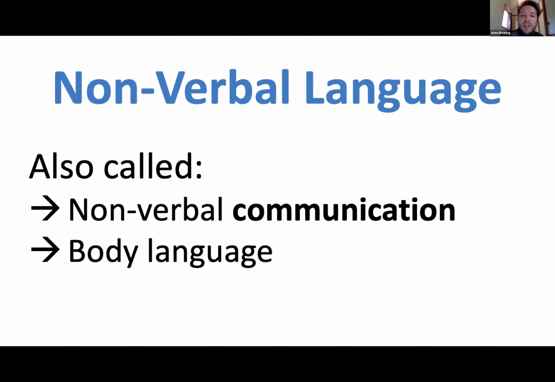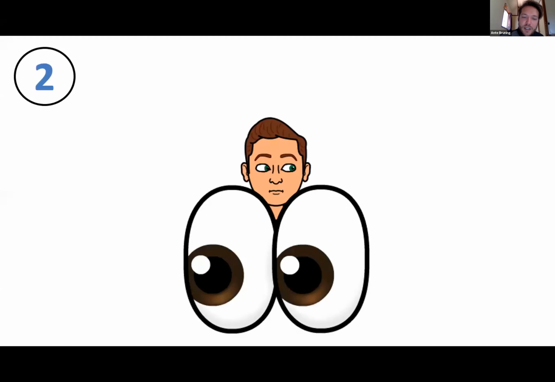Okay. I already told you about gestures. That's one example of non-verbal language, but there are other examples as well. This is the second example. This has to do with eyes. What do you think this might be? Yes, this is eye contact. Using eye contact or not using eye contact is another way you can communicate with someone. Think about what it means if someone is talking to you and they're giving you eye contact versus if they're not giving you eye contact. It changes the meaning of what they're saying.